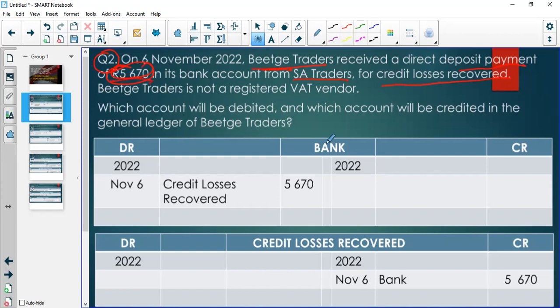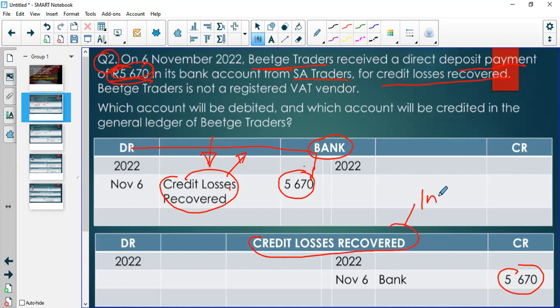So obviously we received money in our bank account, and the bank account increased. Bank is an asset, so on the debit side we put 5670, and we want to know where this money is coming from. It's coming from credit losses recovered, so that's the contra account. This is the account that we're going to credit because it's income that we have received now. Credit losses recovered is an income account, and income increases on the credit. So we record 5670 on the credit side and say the bank was debited.